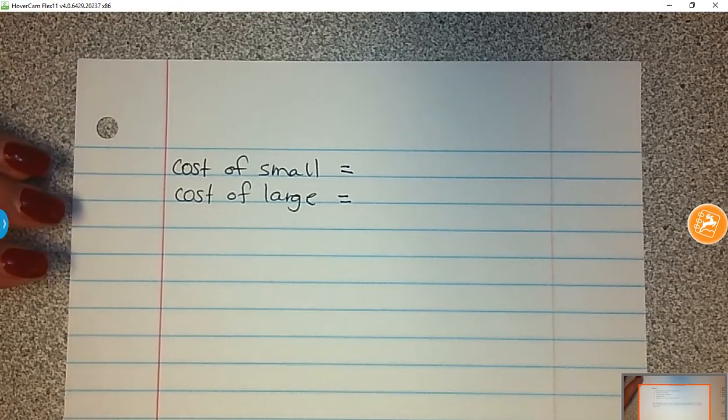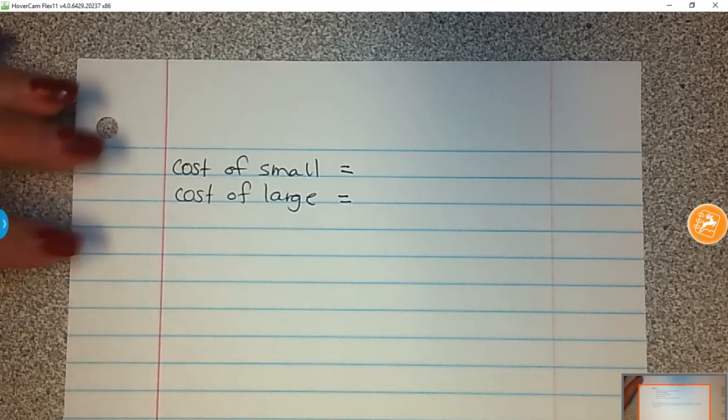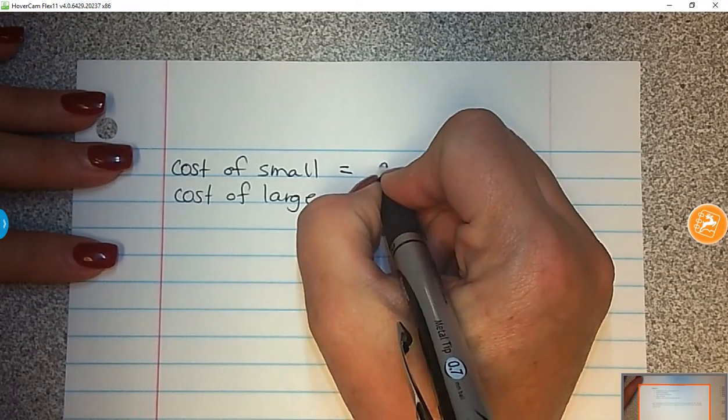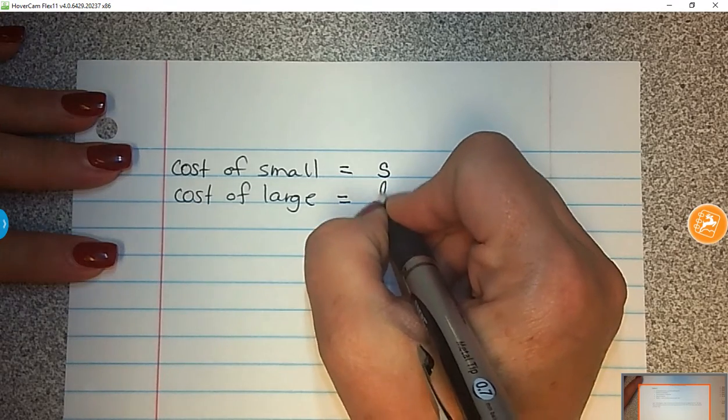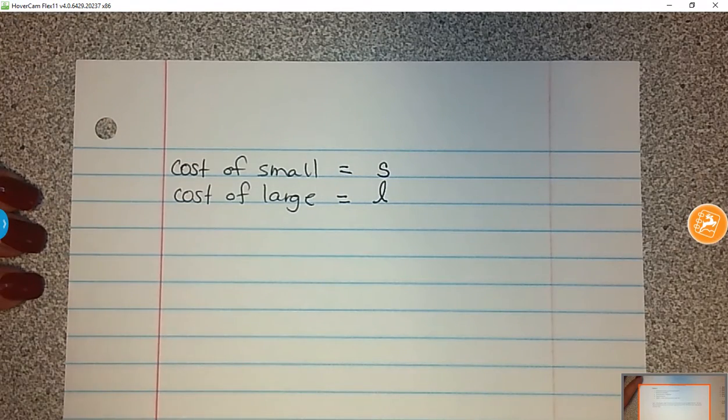And then I need to define my variables. So I'm going to let the small ones be an S and the large ones be an L. But I'm going to use a script L because if I do just the stick L, it looks like a 1.